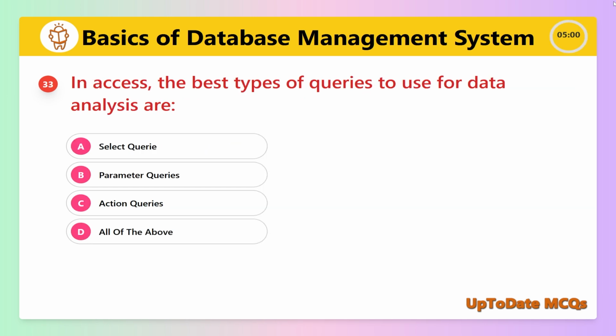In Access, the best types of queries to use for data analysis are A. Select query, B. Parameter queries, C. Action queries, D. All of the above. The correct answer is option number A. Select query.